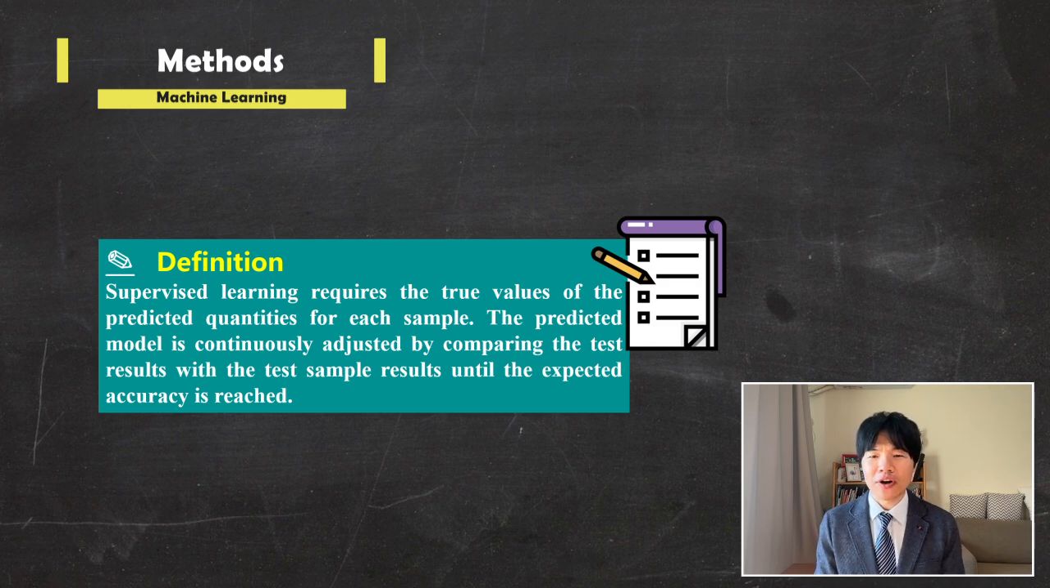Supervised learning requires that each sample is provided with the actual value of the predicted quantity, which means providing labels. The test results obtained through the model are compared with the actual results of the test samples to continually adjust the prediction model until the test results reach a certain accuracy rate.